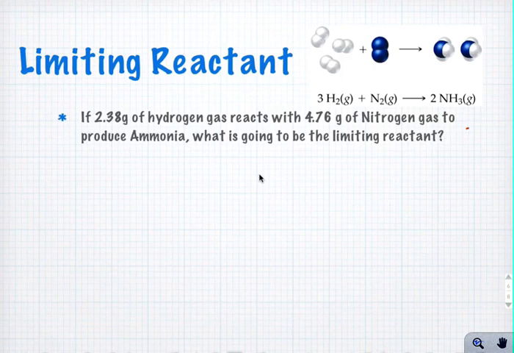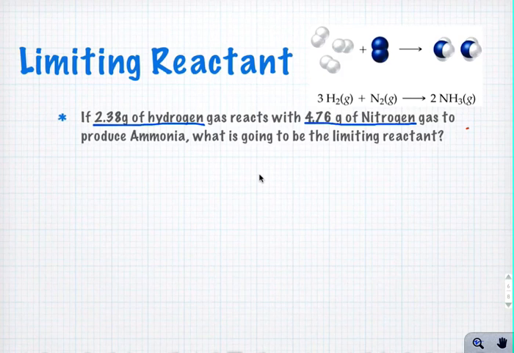Well, what if instead of one amount of a reactant, you were given an amount of both reactants? Well, in that case, you're going to have to find which one of the reactants is going to limit the amount of product you make, also known as the limiting reactant. And the way that you do that, in this first case, we've got 2.38 grams of hydrogen gas reacting with 4.76 grams of nitrogen gas to produce ammonia. So what's going to be the limiting reactant?